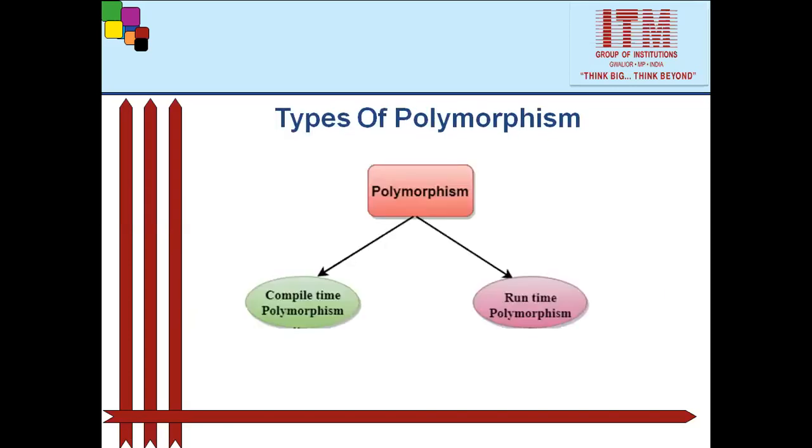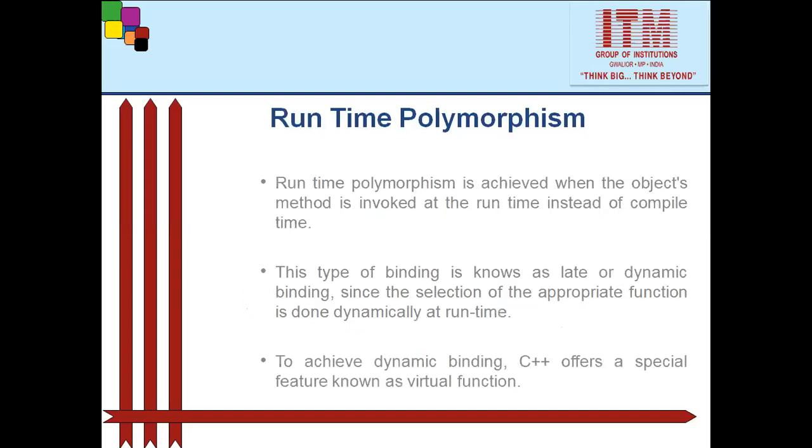Now polymorphism is of two types, compile time or runtime. Compile time we have already studied in our previous videos, and we can achieve compile time polymorphism either through function overloading or through operator overloading. And today we are going to study runtime polymorphism.